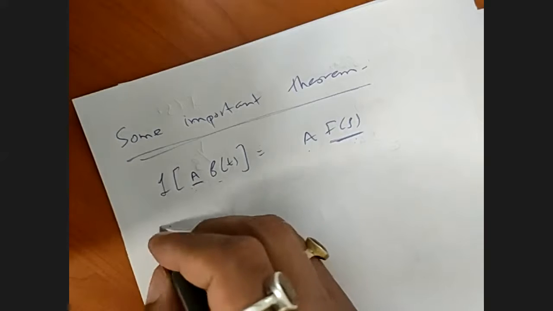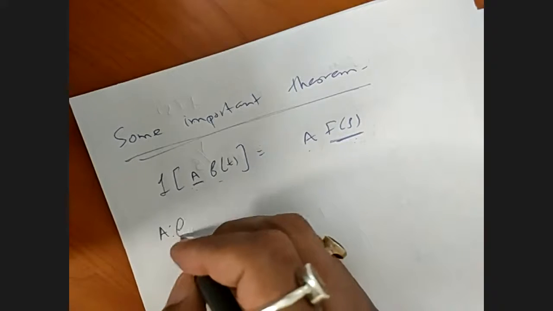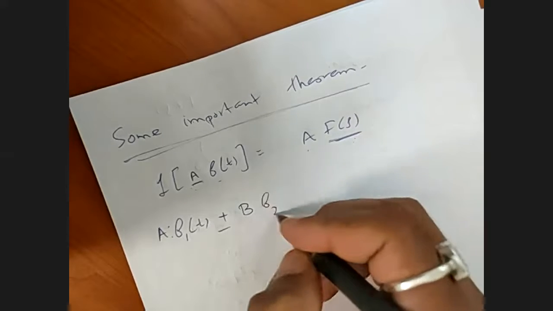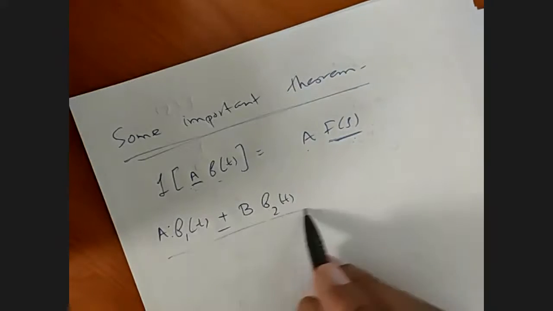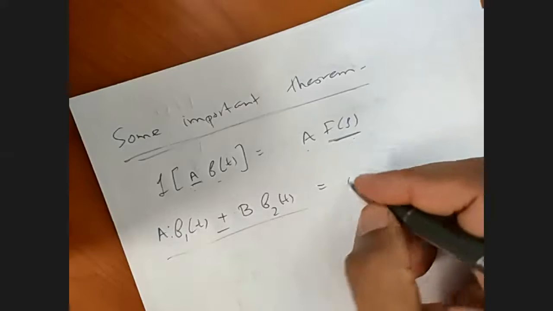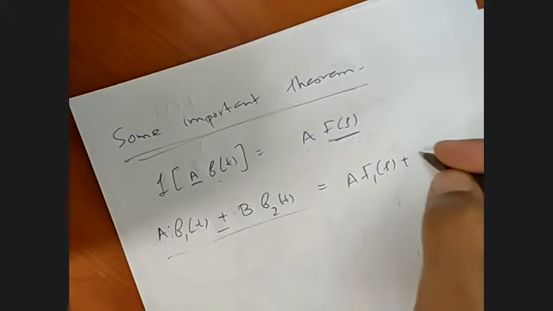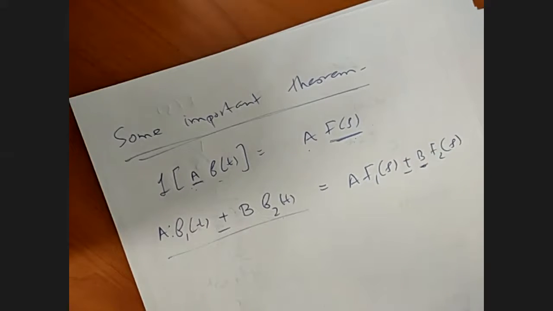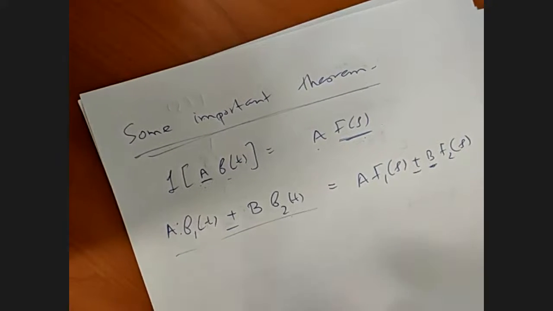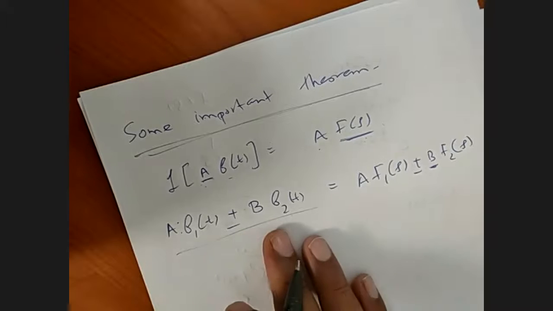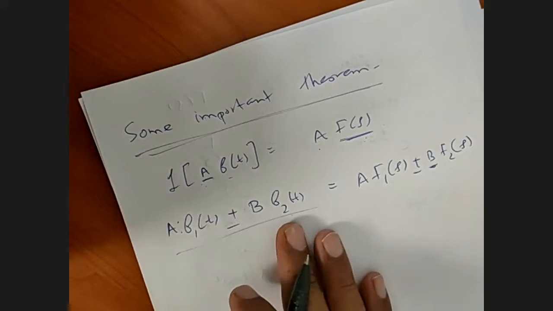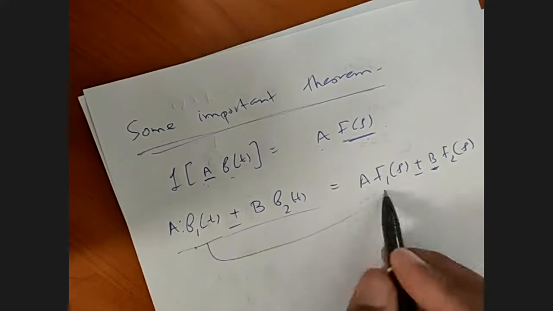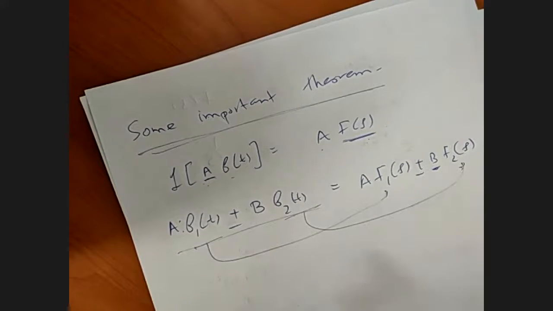So similarly, when we have a into f1(t) plus minus b into f2(t), it is similar to a F1(s) plus b F2(s). So simply, if you are adding two functions of time, write the Laplace transform of the first function, the Laplace transform of the second function, and then add them.